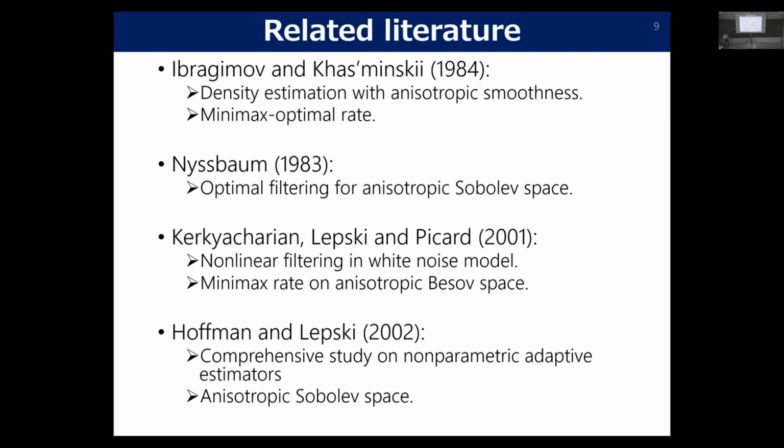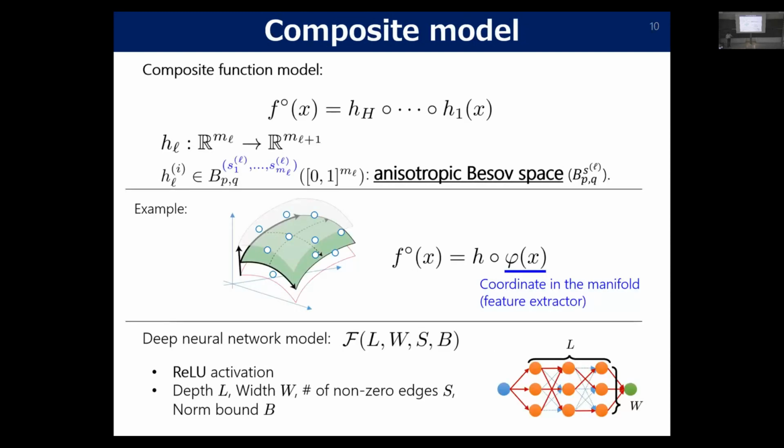But what we want to do here is not to estimate a single function in an unspecific Besov space, but to estimate a composition of functions in an unspecific Besov space. That is a difference from the classic literature. We assume that a true function can be written as a composition of functions in an unspecific Besov space. In each layer, H_L is a multiple-input and multiple-output function. Therefore, each output corresponds to a function in an unspecific Besov space. The smoothness is characterized by S_L, which represents the smoothness in the L-th layer. So S_iL is the smoothness in the L-th layer for the i-th coordinate.